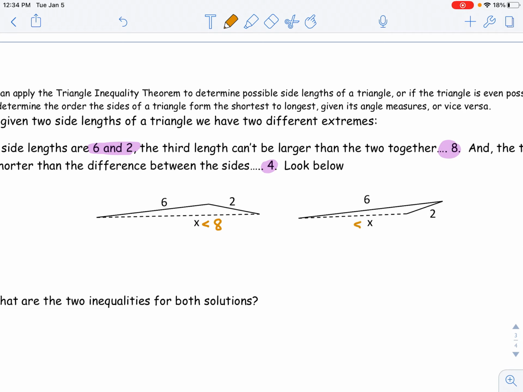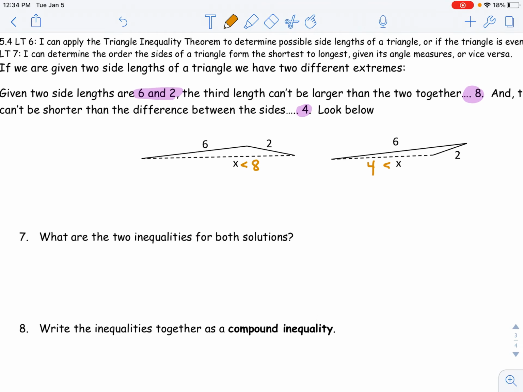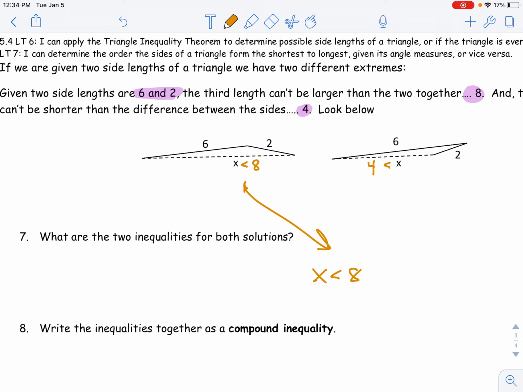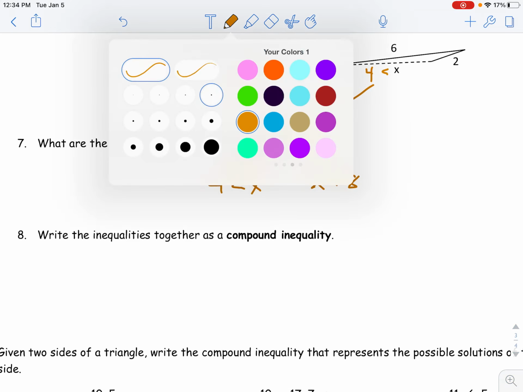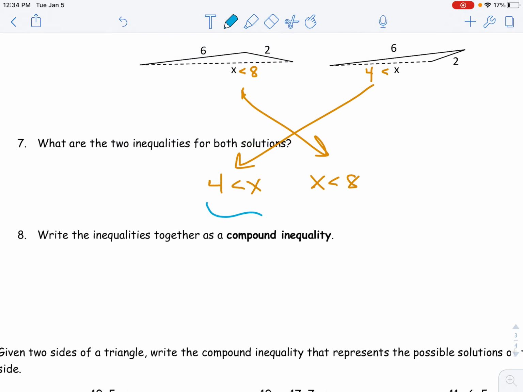And then in this example, well, it has to be bigger than 4. Because if it's 8 or bigger, well, you can't make a triangle. If it's 4 or smaller, you can't make a triangle again. So what are the two inequalities for both solutions? Here, let's kind of rewrite it where we have x is less than 8, but also 4 is less than x. All right, and then we're going to bash these together and write it as a single compound inequality. So a compound inequality is just two inequalities in one.